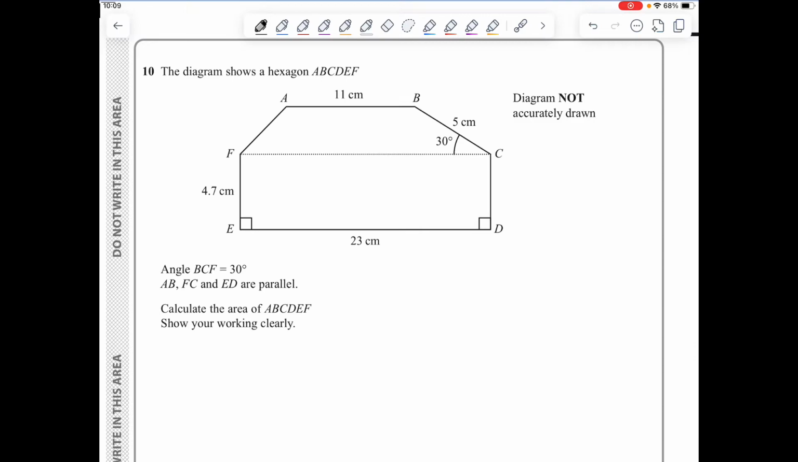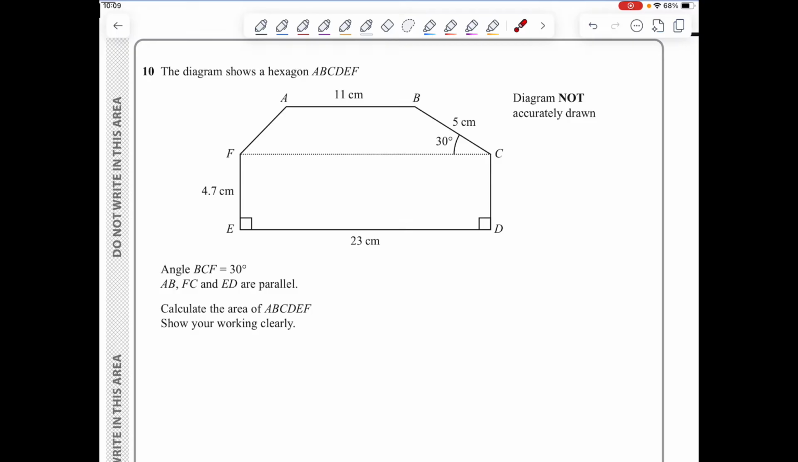For question 10, to find the area of this shape, I'll find the area of the trapezium and the area of the rectangle and add them up. For the rectangle, I have the dimensions. Those are 23 and 4.7 centimeters.